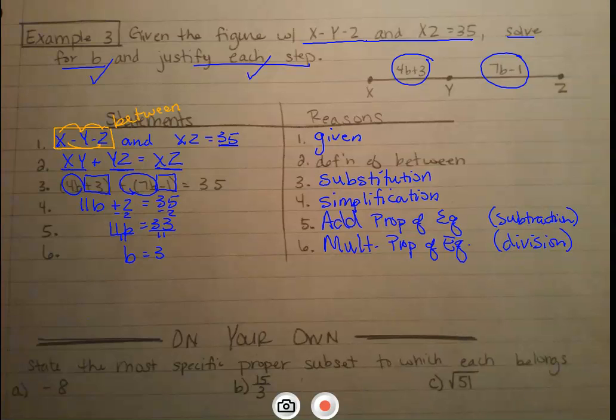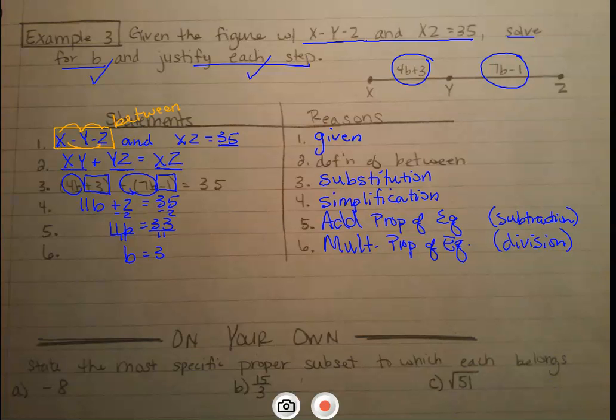Again, it could have been 8 steps if we did the addition property of equality for step 5, and then step 6 was simplification. And then step 7 would have been the multiplication property, and step 8 would have been simplification, like we did on the previous one, but we can make them a little more compact.